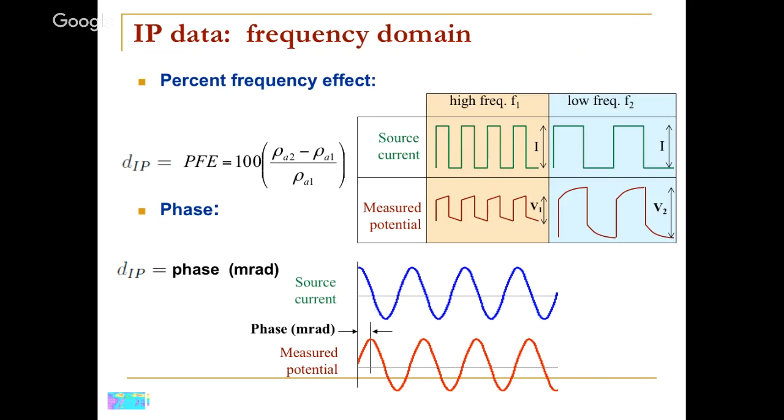So if we take these numbers here, we've got an apparent resistivity from here, and an apparent resistivity from here. I can subtract them, normalize by one, multiply by 100, and I get what's called the percent frequency effect. And so that's another IP datum. So you can see there's a whole bunch of ways of getting something out that's representative of the idea that, wait a minute, there are charges being built up here. So I've got ground that's chargeable.